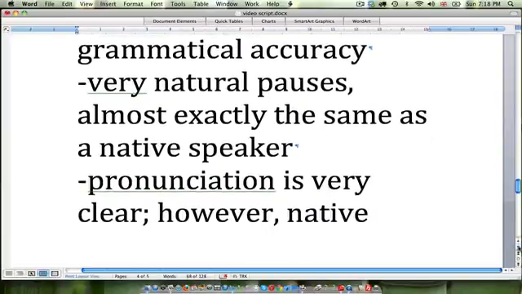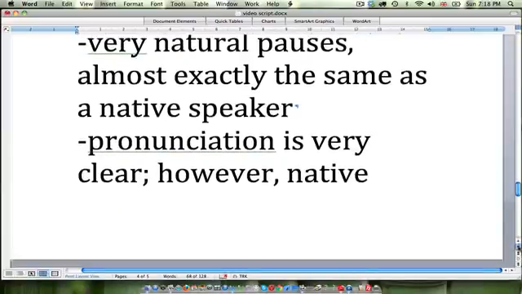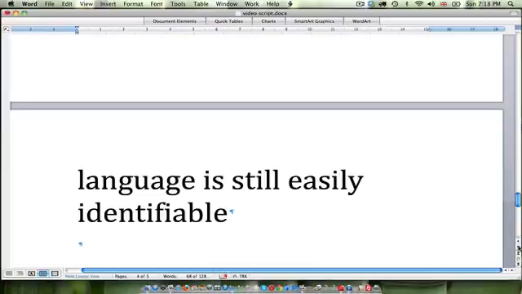Now, a key defining thing between Band 8 and Band 9 is that the pronunciation is very clear. However, the test taker's native language is still easily identifiable. So, for example, the speaker might be speaking with complete grammatical accuracy, but when the examiner is listening to them speak, they can still very easily identify their native language, whether that is Russian or Chinese or Hindi or whatever.